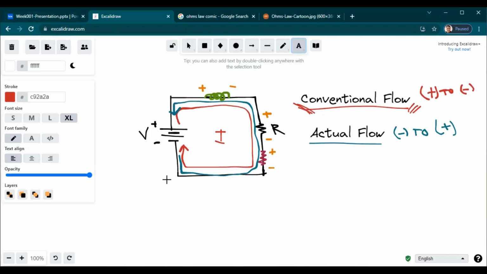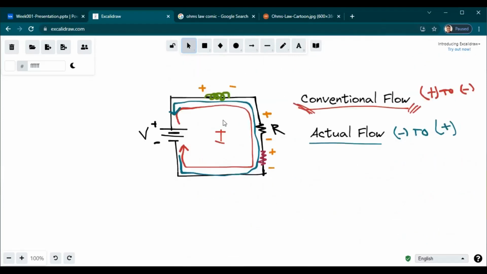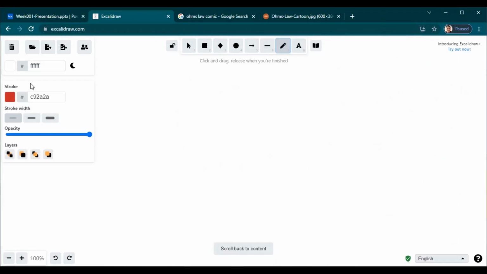What else? Regarding the, have you done your screenshot already? Regarding the, what do you call this one? Ammeter and voltmeter. Measuring current and measuring voltage.